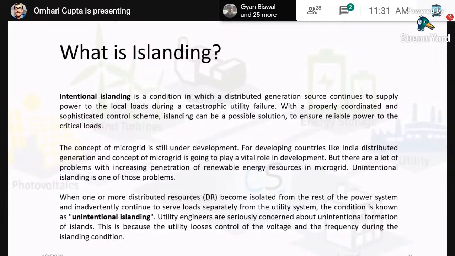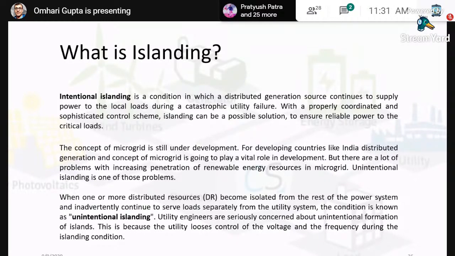Now there can be intentional islanding, which is a condition in which a distributed generation continues to supply power to the local loads during a catastrophic utility failure. With a properly coordinated and sophisticated control scheme, islanding can be a possible solution to ensure reliable power to the critical load. As I said, whenever there is a failure due to any faulty condition in the utility network, there can be an outage for several days.